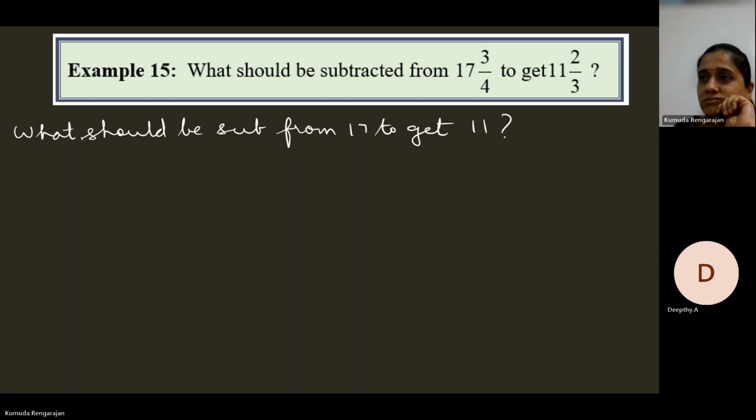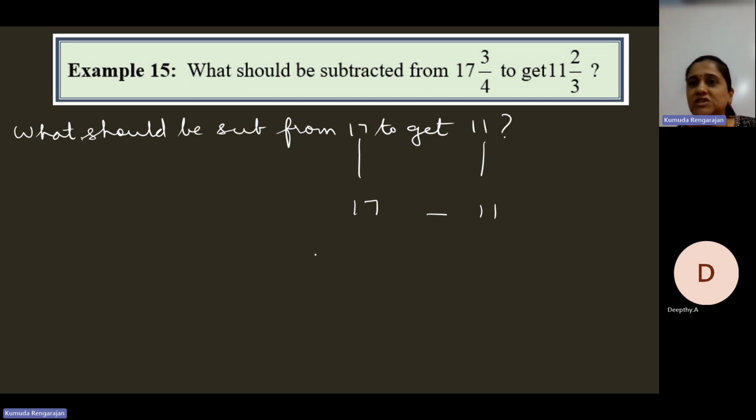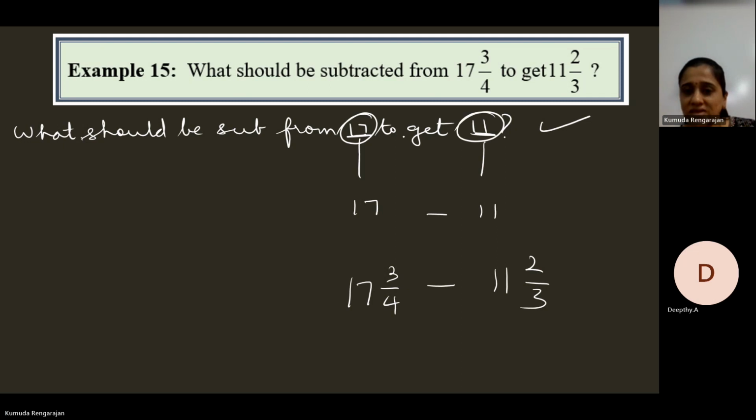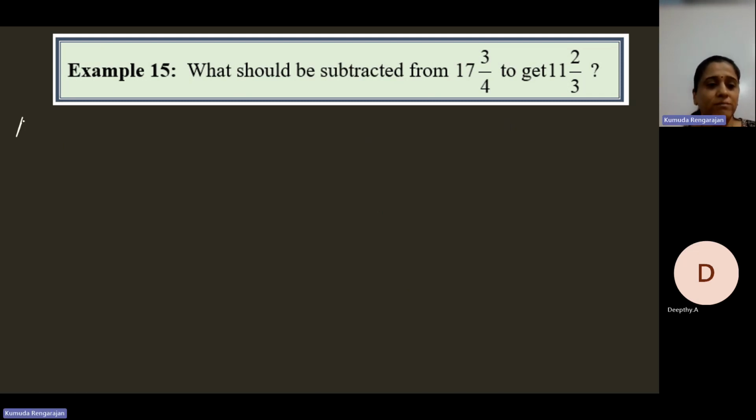How do you get the number 6? You should write this number first, then this number, and you should subtract. So in this question, which number should be written first? 17 3 by 4 and then 11 2 by 3. In this order, you should subtract. Are you following what I'm relating? The answer to this question is 6. How did we get that number 6? 17 minus 11 is 6. So we should write this one first minus this one. Same thing here. So required number is equal to, correct?